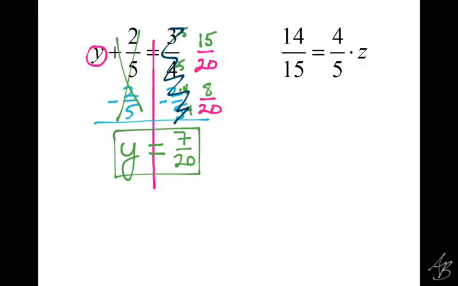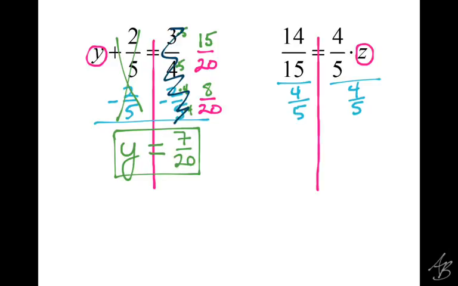All right, this last one's my favorite one. So we want to get z by itself. And so we're going to have to do the opposite of multiplication, which is division. What are we going to divide by? 4/5. So we want to get rid of the 4/5 here that's being multiplied by z. So we are going to divide by 4/5. All right, so we divide by 4/5 on both sides.